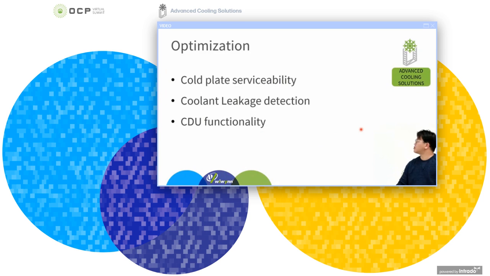We will keep optimizing the cold plate design for better serviceability. Of course, another is about coolant leakage. As we know, in a liquid cooling solution, coolant leakage is a main concern for users. We'll keep optimizing the leakage design for safety. Last, we will try to expand the CDU's functionality for better control and management.